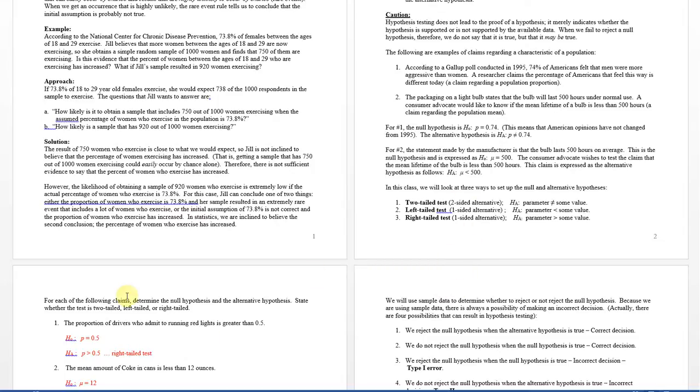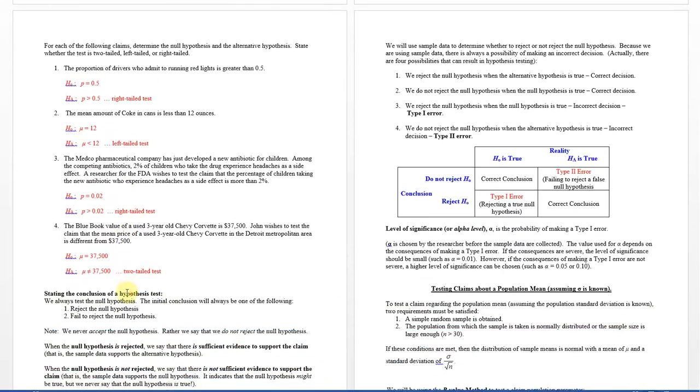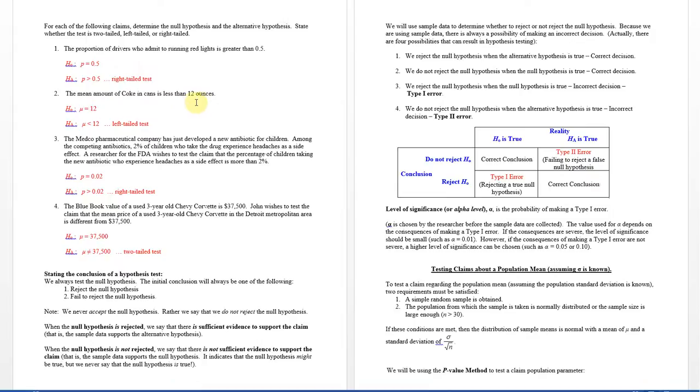Actually, really, all three of these are different. Anyway, so for each of the following claims, determine the null and alternative hypothesis. State whether the test is two-tailed, left-tailed, or right-tailed. The proportion of drivers who admit to running red lights is greater than 0.05.